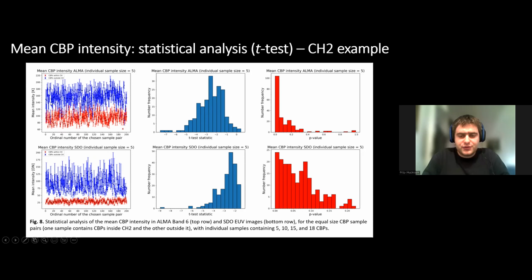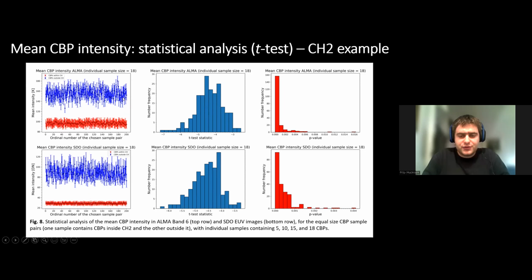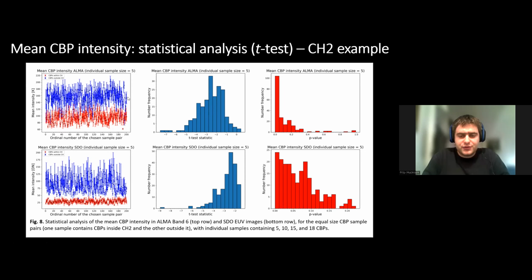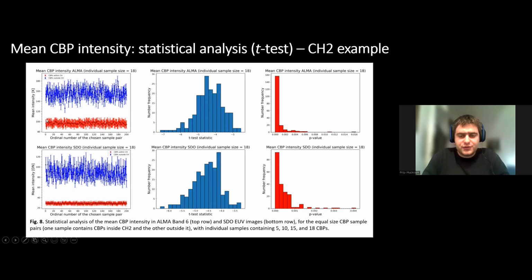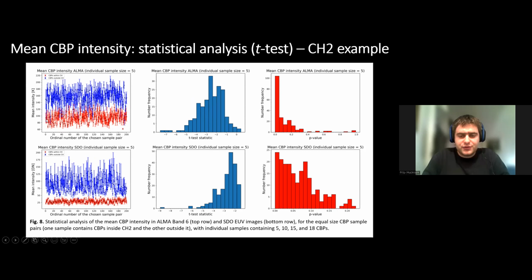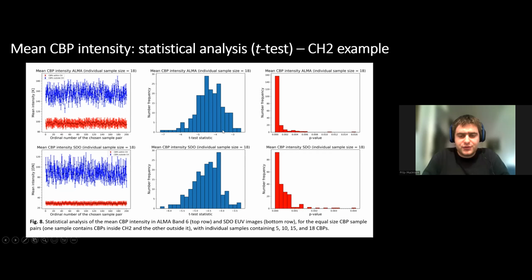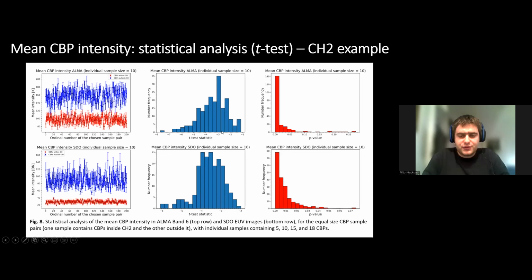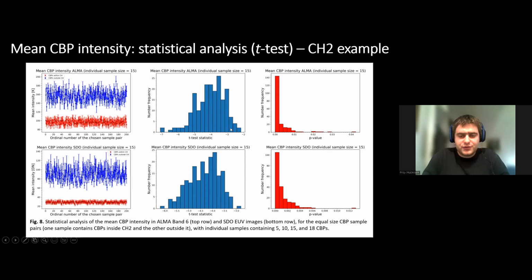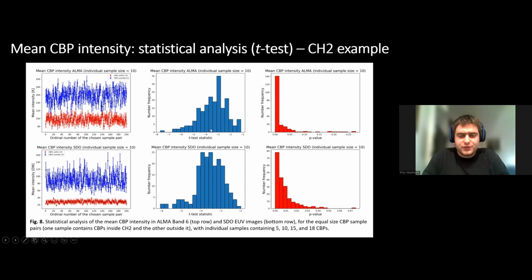But they also have larger dispersion around the mean value, which means that some physical conditions inside CH2 might be limiting the CBPs within it to lower temperatures than is observed outside. In the blue histogram for the t-value from the t-test, we see that this difference between the 2 CBP groups is somewhere between 2 to even above 4 sigma, which is a very significant difference.